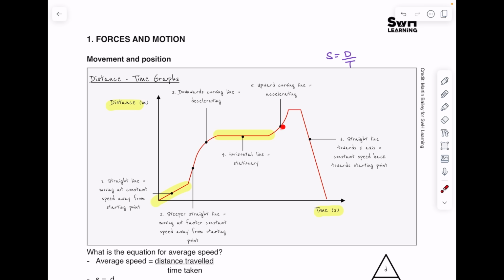Here we can see acceleration again, the object is stationary. And then this line coming down here, because it's straight, we would say it's a constant speed, but we're going back to the starting point.